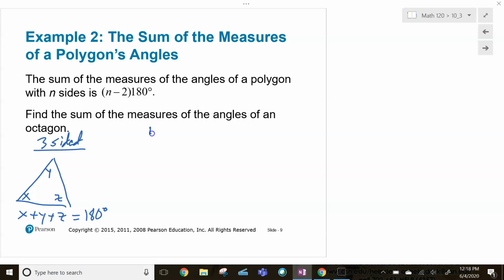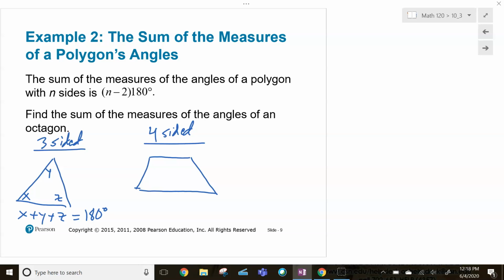Now, what if we went to a four-sided polygon? So we've got some sort of quadrilateral, say a trapezoid or something. Now we want to add up all four angles inside and see what they add up to.